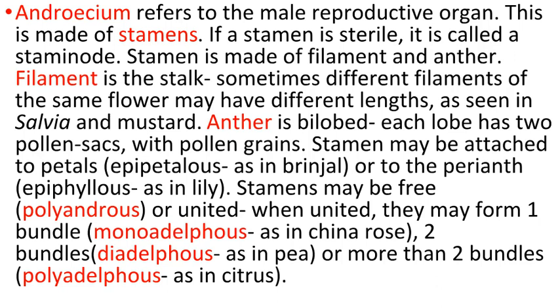Stamen may be attached to petals, epipetalous as in brinjal, or to the perianth, epiphyllous as in lily. Stamens may be free, polyandrous, or united. When united, they may form one bundle, monoadelphous as in China rose, 2 bundles, diadelphous as in pea, or more than 2 bundles, polyadelphous as in citrus.